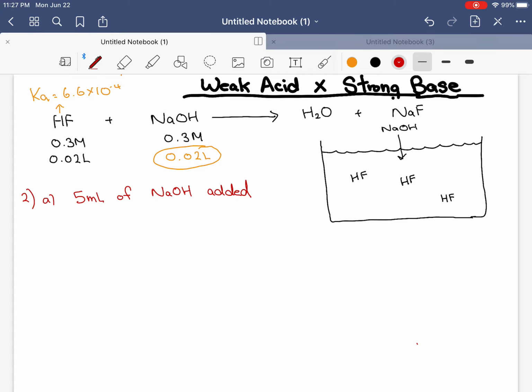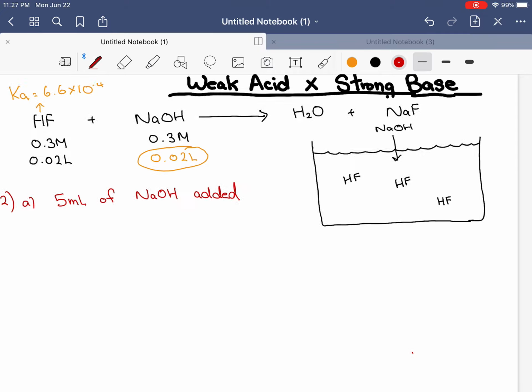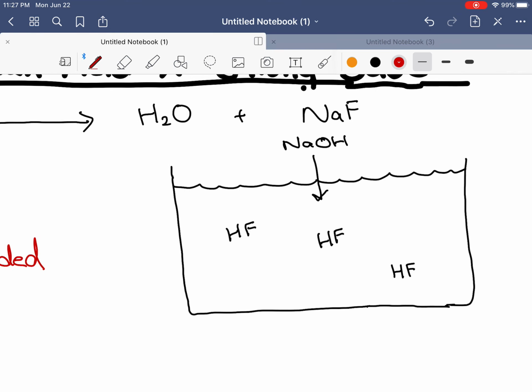So NaOH is dropped into my solution. Let's take a look at this here. Now, we all know that NaOH is a strong base. So what will a strong base do? A strong base will dissociate. It's dissociating into Na+, and it will dissociate into OH-. Like that.